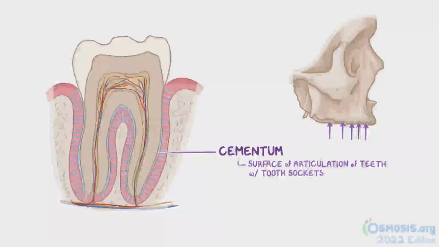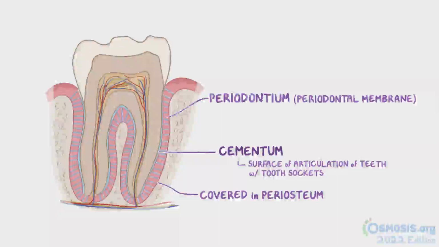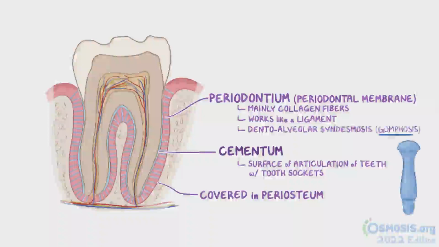Since they're basically bony structures, the tooth sockets are covered with periosteum. Now, between the periosteum of the tooth socket and the cementum of each tooth, there's a tissue called the periodontium, or periodontal membrane, made mainly of collagen fibers. The periodontium works like a ligament between the articular surfaces and makes this a very particular type of joint, unique in the human body, called a dentoalveolar syndesmosis, or gomphosis, where gomphos means peg, referring to the way teeth are fastened into the tooth sockets.